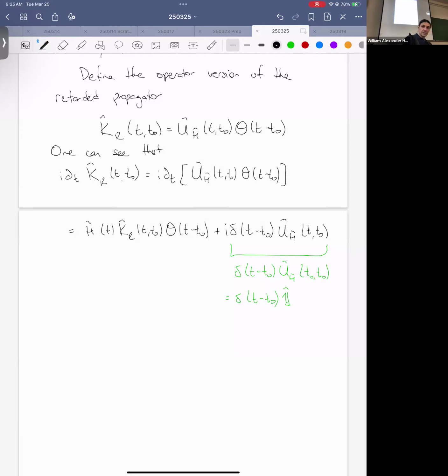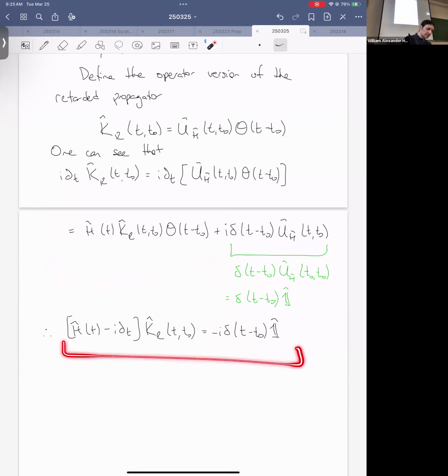And so what we've learned, if I do some rearranging, is that the Hamiltonian at time t minus i partial t acting on the retarded propagator operator is equal to minus i delta(t minus t0) times the identity operator. So I just pulled the i partial t to the right, and I took the i delta to the left, and I get the final result here.